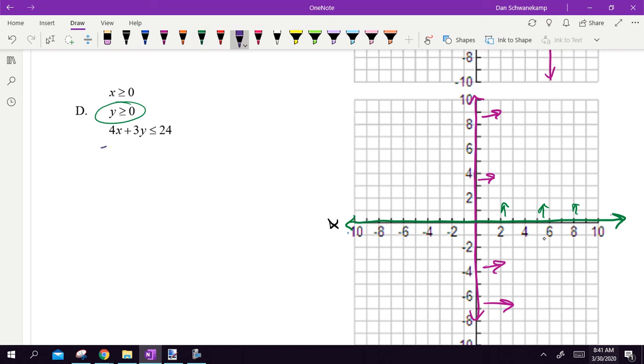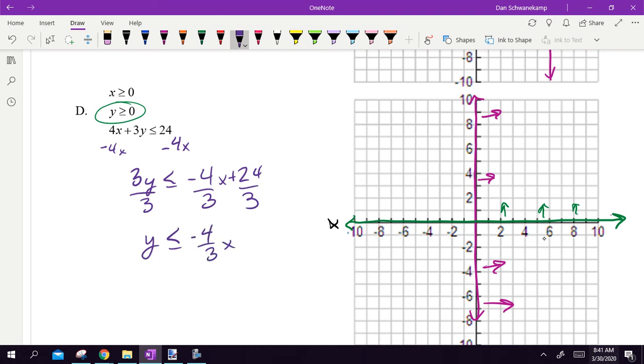Then I got to solve this. So I'm going to subtract 4x. Anytime I want to graph a line, I always want to get y by itself. Divide by 3, divide by 3, divide by 3. Y is less than or equal to negative 4/3 x plus 24 divided by 3. That's 8. I'm going to go up to 8. I've got negative 4/3, so down 1, 2, 3, 4 over 3. Down 1, 2, 3, 4 over 3. There is my line right there.